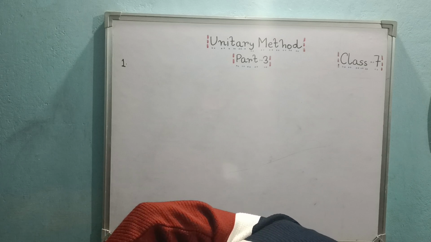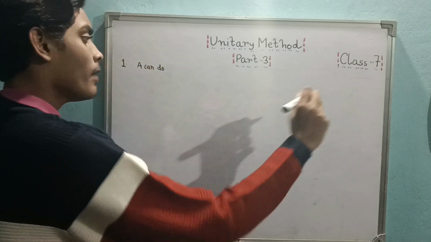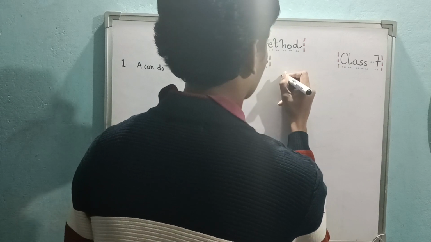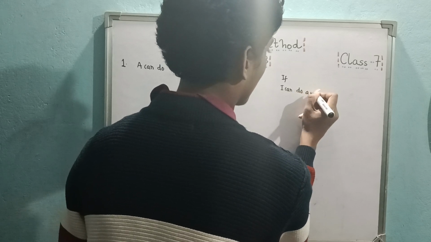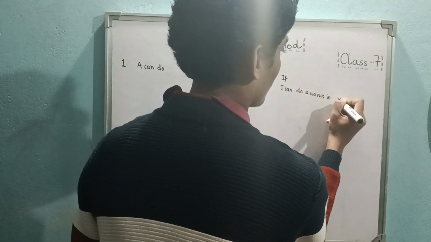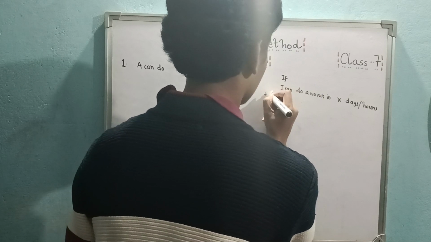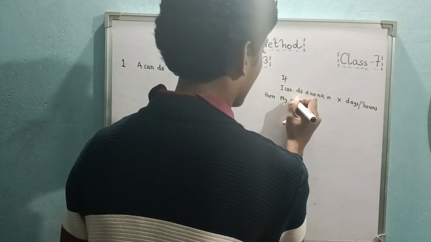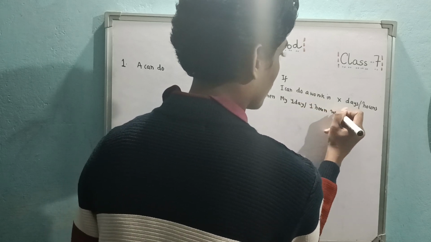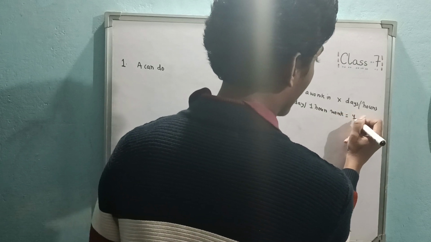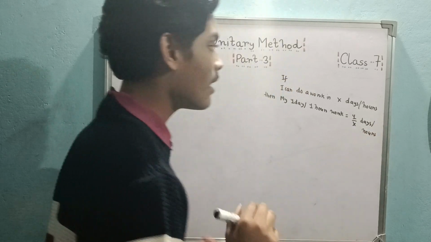And as I told, here you go. A can do a piece of work in 6 days. I am writing one formula. If I can do a work in X days or hours, then my 1 day or 1 hour work is equal to 1 by X days or hours. This is the primary concept.